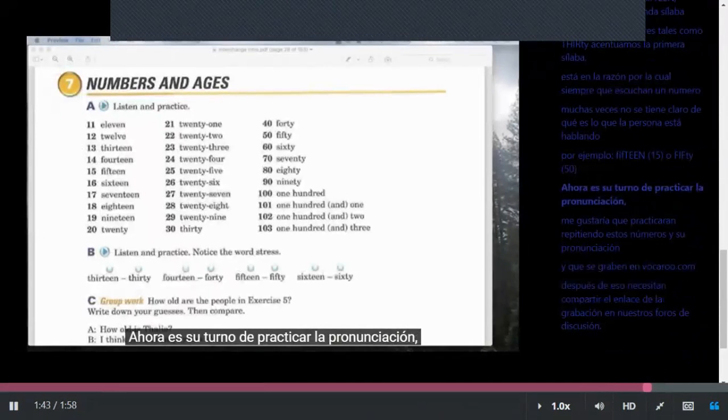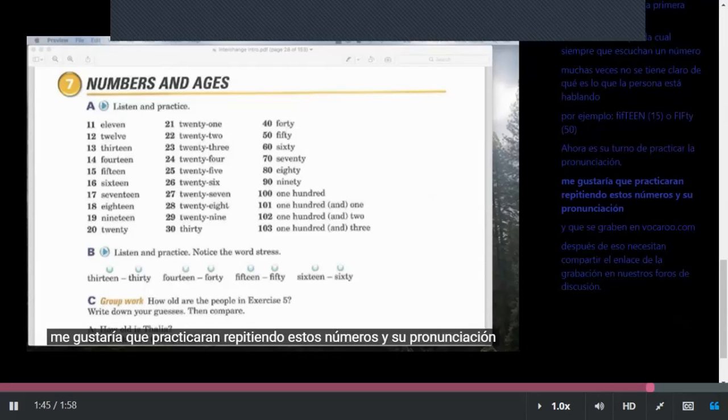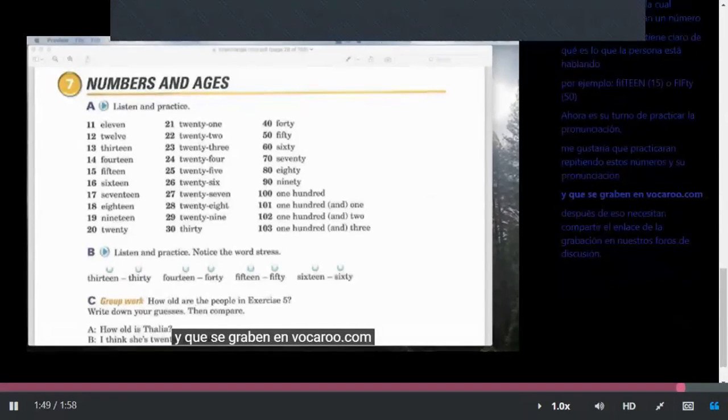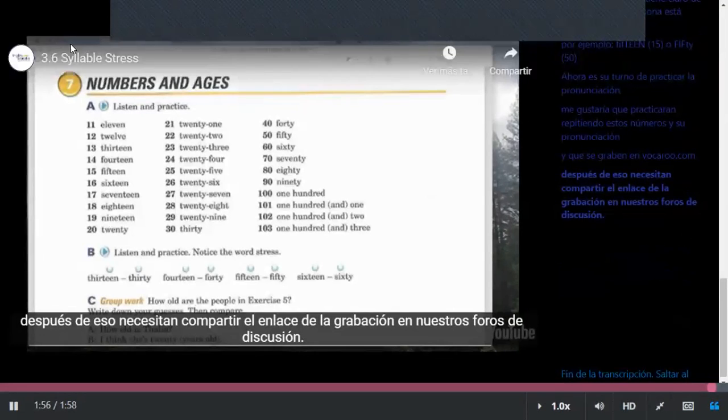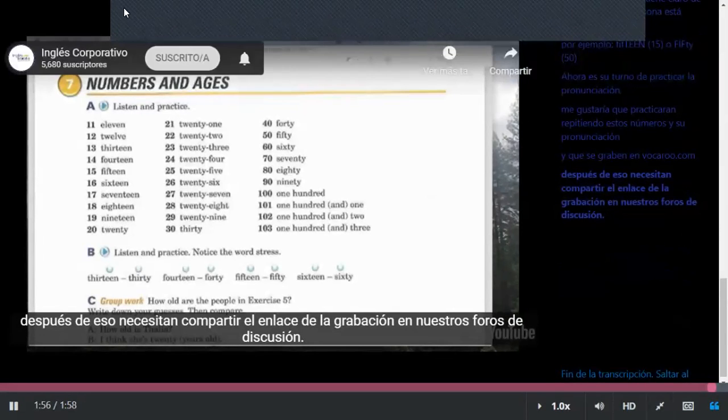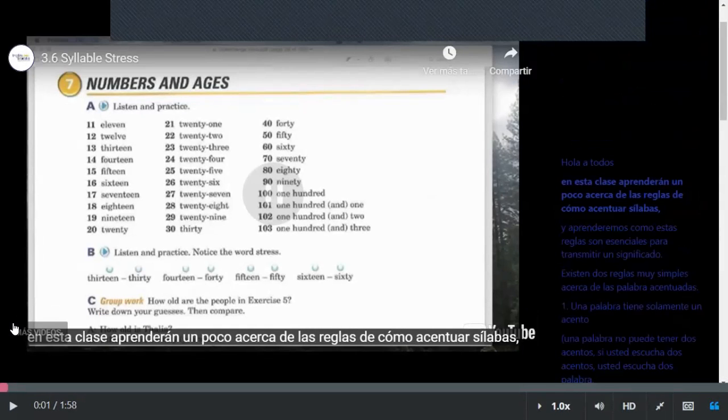Now is your turn to practice pronunciation. I would like for you to practice repeating these numbers and their pronunciation and record yourself on bookru.com. After that, you need to share the link of the recording in our discussion forums. Okay, one more time. Hi, guys. Try to repeat in your home.